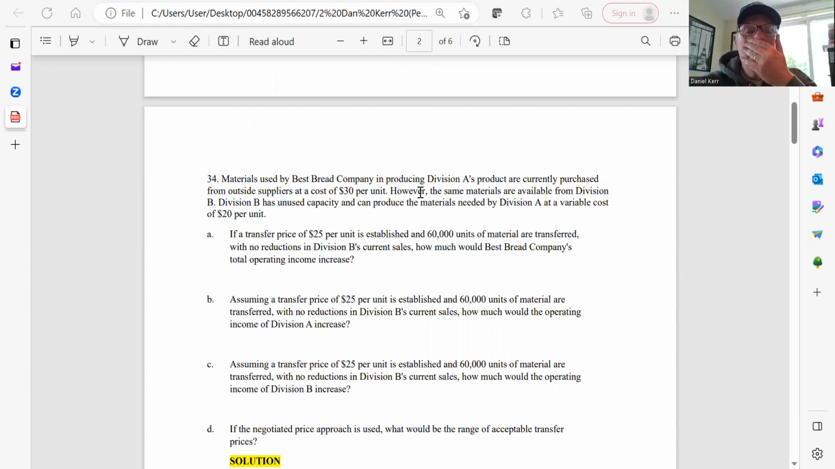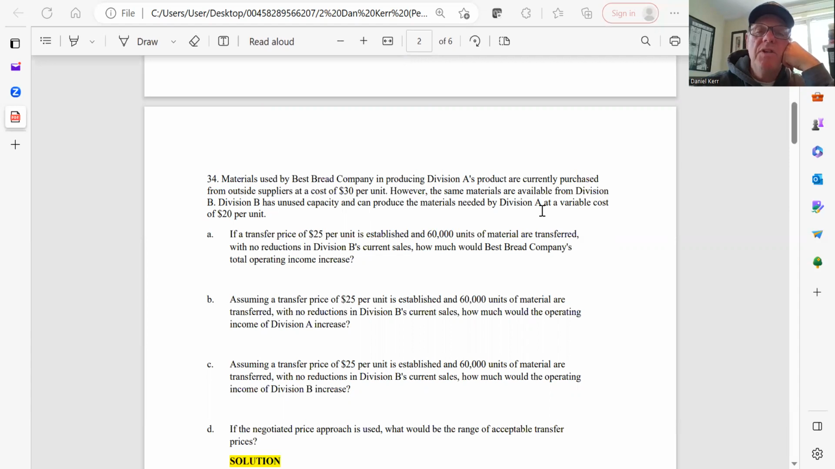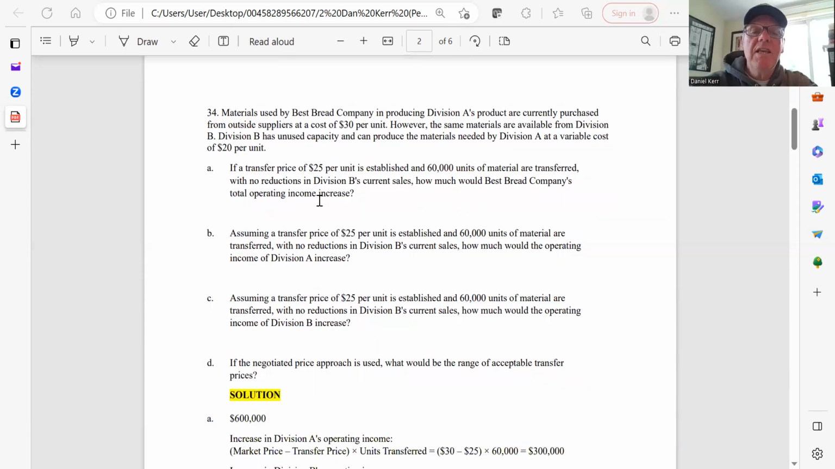The materials used in producing Division A's product are currently purchased from the outside. However, they've got another division that we could purchase it from. So this one has to do with transfer pricing, and we do have unused capacity, and we can produce the units for the other division at $20 per unit. That's the variable cost, because the fixed cost is not relevant, but the variable cost is. So what is the impact overall on operating income on the company as a whole? What is the impact on Division A, and what is the impact on Division B?